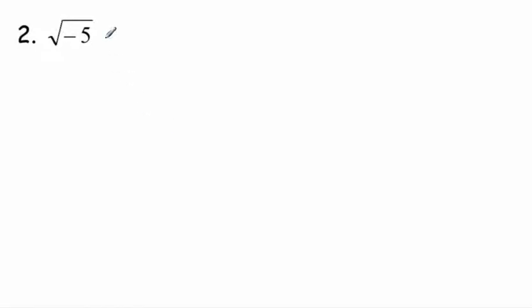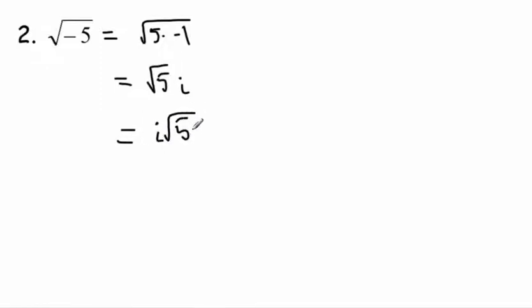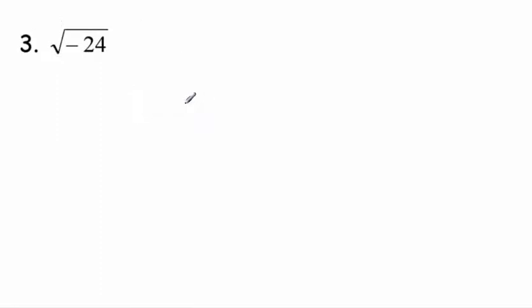Looking at this example, same thing. I'm going to think of this as the square root of 5 times -1. The square root of 5 does not simplify, so that's just going to be the square root of 5. And the square root of -1 is going to come out to be i. So this is the square root of 5 times i, which you will see written in a textbook as i on the square root of 5. So that is how we can simplify square roots.